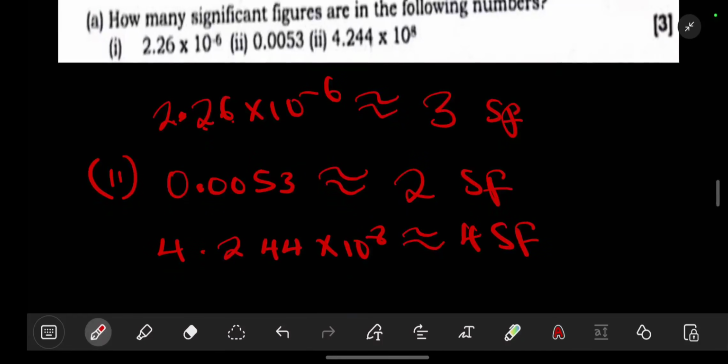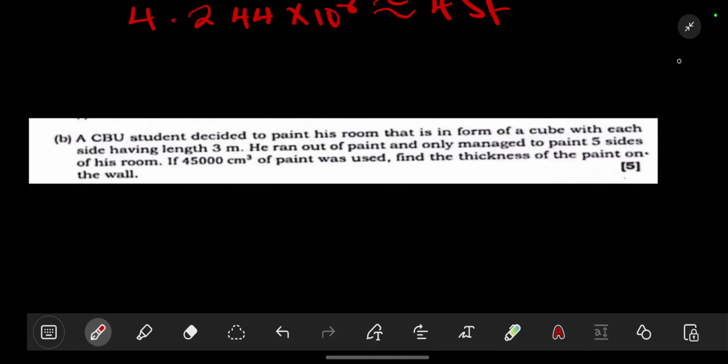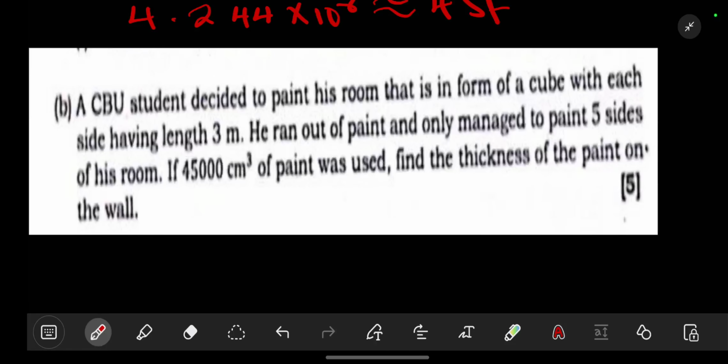This question says, a CBU student decides to paint his room that is in the form of a cube, with each side having the length of 3 meters. He ran out of paint, only managed to paint 5 sides. If 45,000 cubic centimeters of paint was used, find the thickness of the paint on the wall.